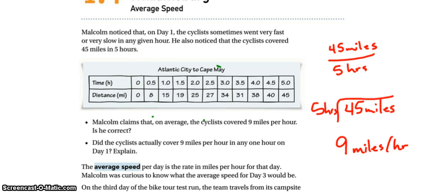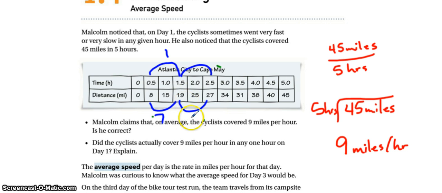If we go from half hour to half hour, if we look at 0.5, so from half hour to half hour, this hour, from 8 to 19, they averaged 7 miles per hour for this 1 hour. So that was 7 miles per hour. From 1.5 to 2.5, they traveled 19 to 27.